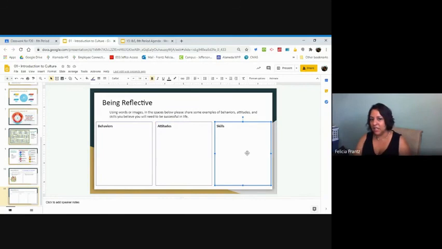And then skills. It could be something simple like knowing how to read or knowing how to write, or something more technical, like you want to be a master chef when you grow up. Maybe you need to start learning about different types of foods and different types of techniques. Those are skills that you could include too.